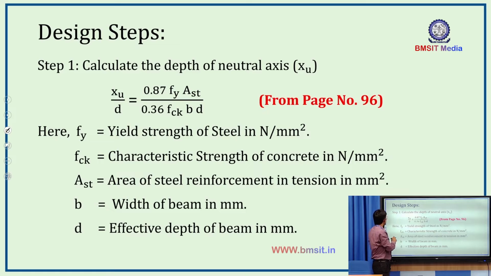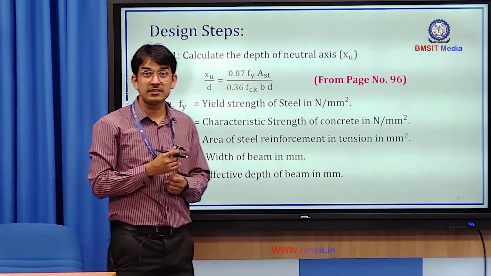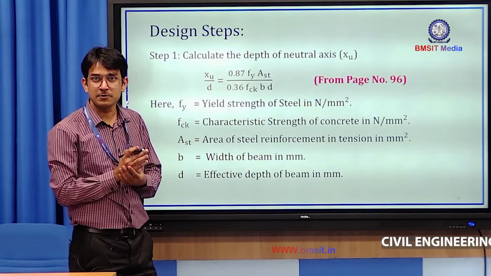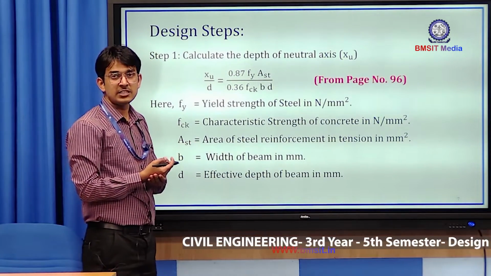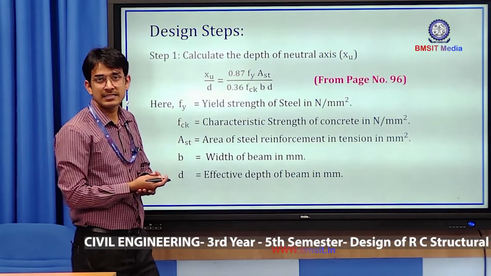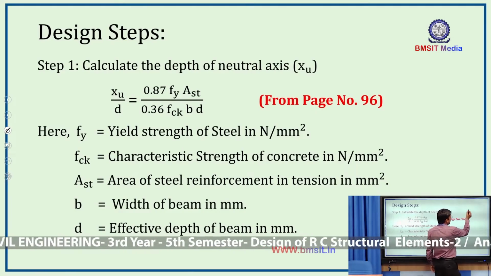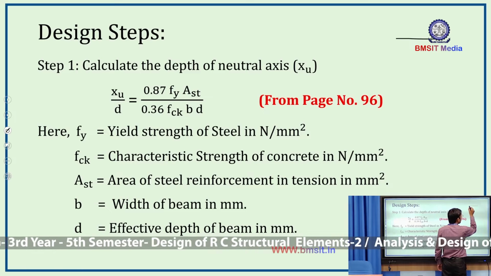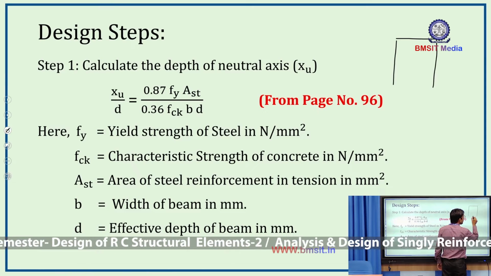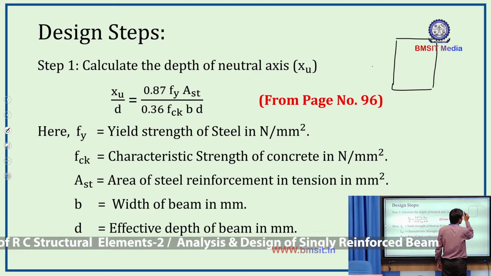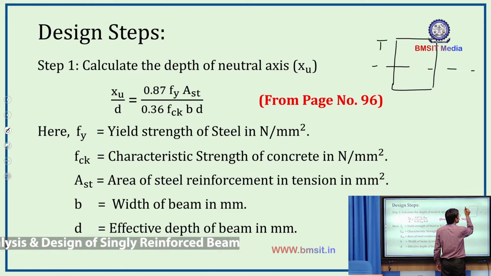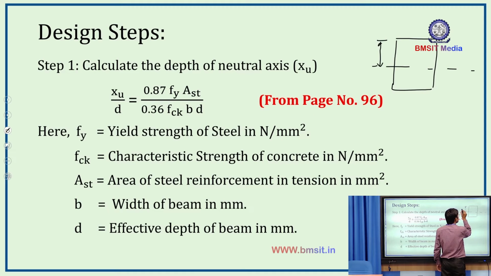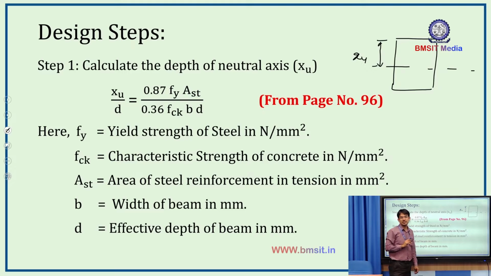Before going to numerical problems, we have to discuss what design steps we have for such a problem. The first step is to calculate the neutral axis. As I told you, consider that the beam is a simply supported beam. We have one axis, that is the neutral axis, so we have to find out the depth of this neutral axis. We abbreviate the depth of the neutral axis as xu.